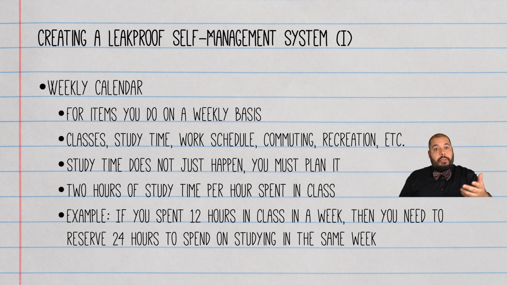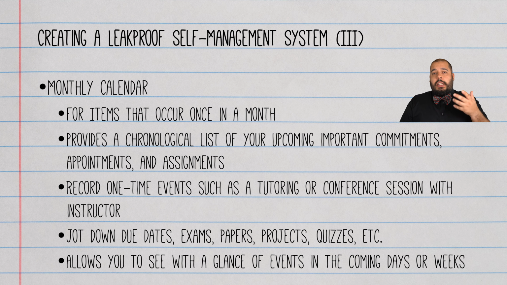Another type of schedule that should be kept in addition to a weekly schedule is a monthly schedule. Again, I said in addition to, not instead of. Keep both a weekly schedule and a monthly schedule. A monthly schedule is for events that may occur only once a month, such as upcoming events, appointments, and due dates. During the week of an event, appointment, or due date, don't forget to add them to your weekly calendar for the specific time they take place.